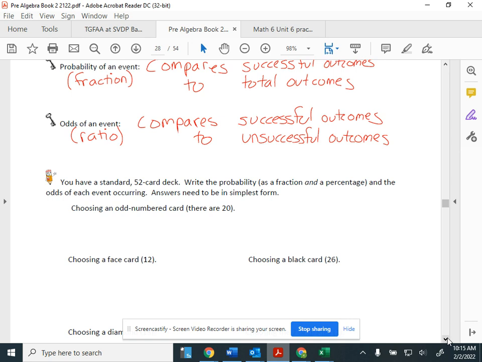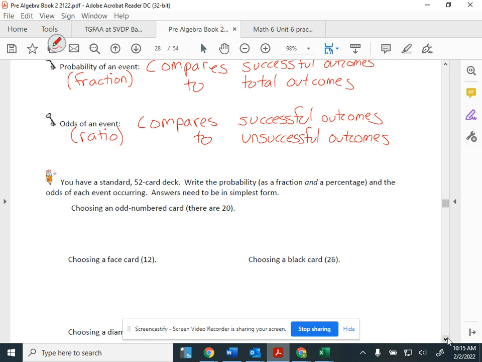We're going to write the probability as a fraction and a percentage. So we should know how to do fractions and percentages. We can find the percent from a fraction. And then we're going to also find what the odds of each event occurring is. So we're going to do both. We're going to do probability and odds. So what is the probability of choosing an odd numbered card?